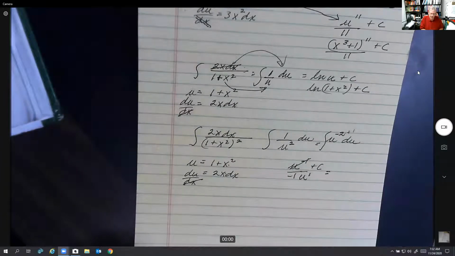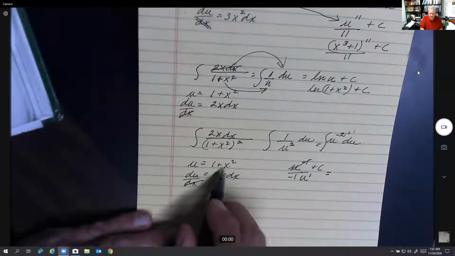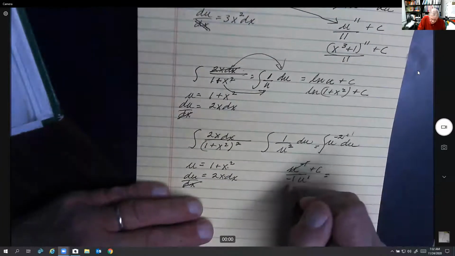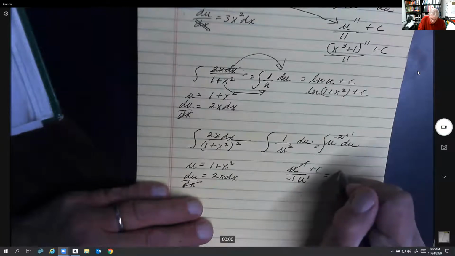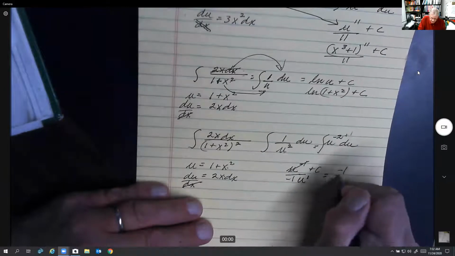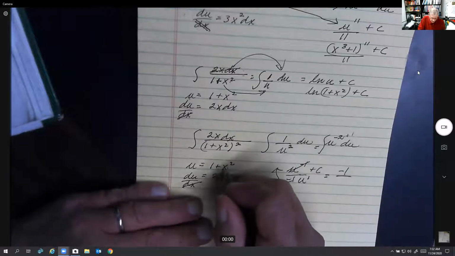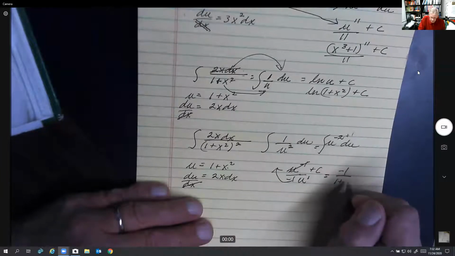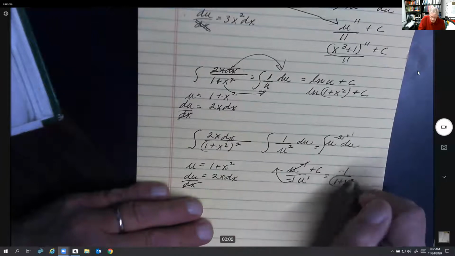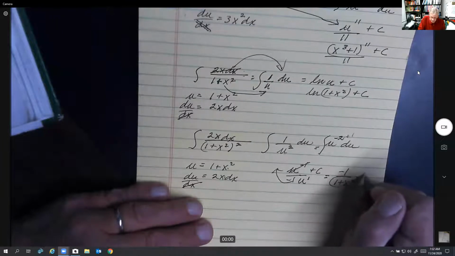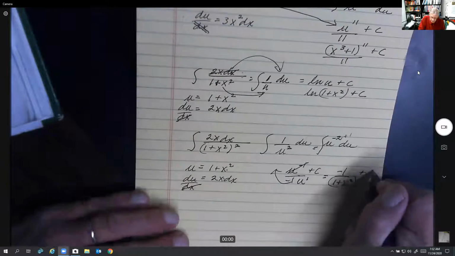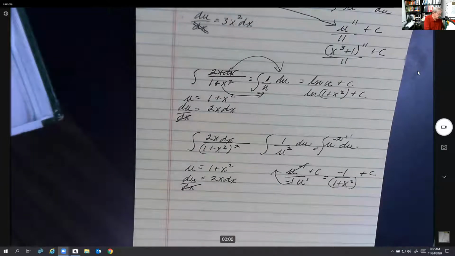So this would be, now let's substitute in, what is u? 1 plus x squared. I'm going to move this negative 1 up to the top just to make it a little bit easier. This would be negative 1 over u, which is 1 plus x squared, plus c. And I can write it like that.